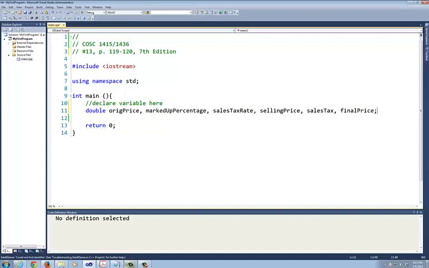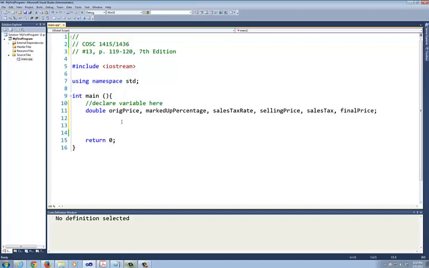Okay, so you got a few things going on here. How many do we have? Let's see, 1, 2, 3, 4, 5, 6. Make sure I have 6 here. Wait, let me read this one. I left out one more. I have the original price, the markup percentage, the sales tax, the sales tax rate, the selling price, and the sixth. Okay, make sure that I got all that here.